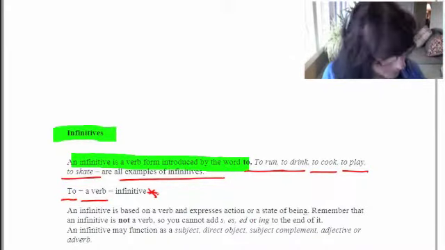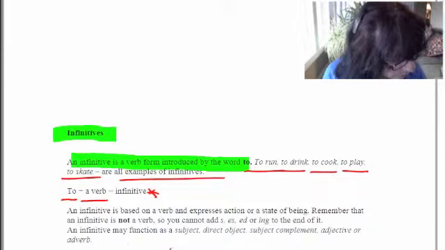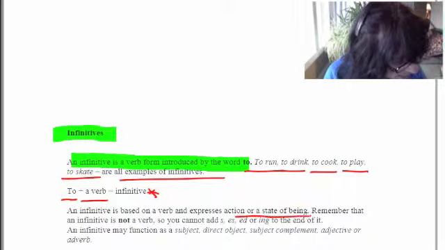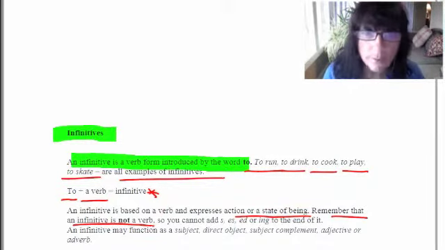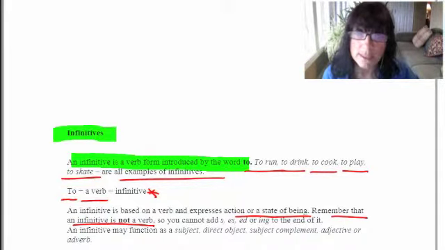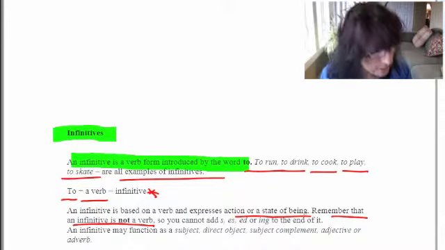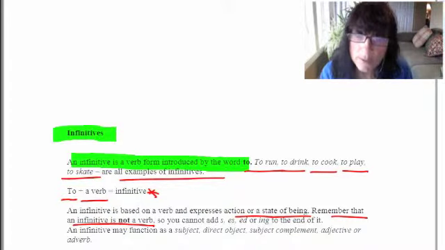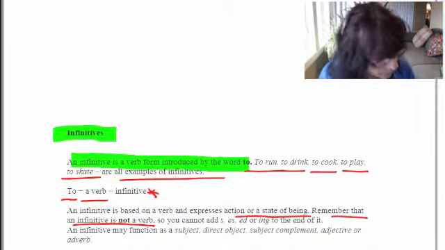So moving along, an infinitive is based on a verb and it expresses the action or the state of being. But remember that the infinitive is not a verb. It's important for you to understand how to pick out verbs in sentences, because frequently when you write a sentence, your subject and your verb might not agree. And then you have a major grammatical error. So once you understand how to pick out subjects and verbs, it will really help you with your writing.